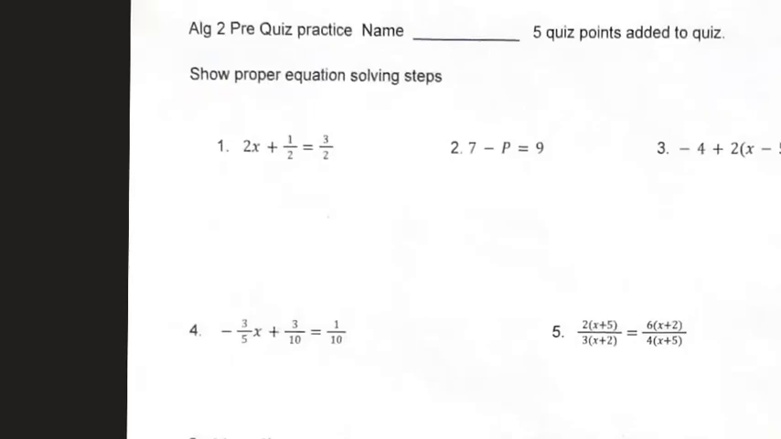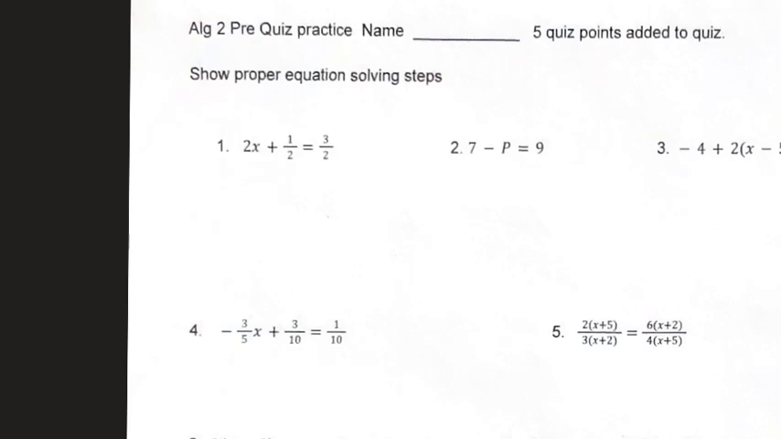Okay, so showing all the steps, because some of these could probably be done by some of you clever people without showing steps, but let's show steps. So in this first one, I don't like the fractions, so I'm going to look at the least common multiple of all the fractions, which is just 2 here.